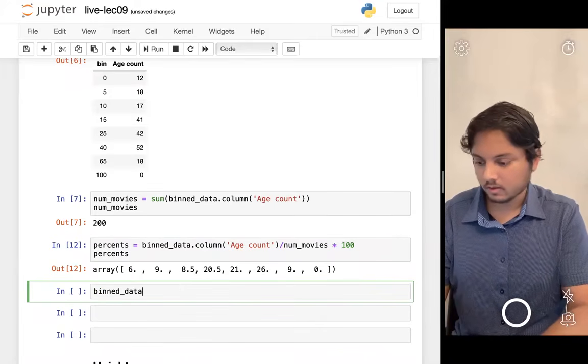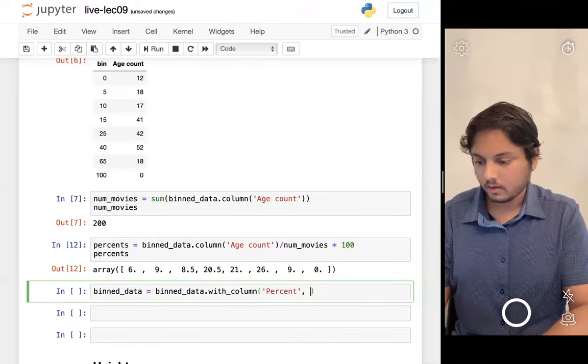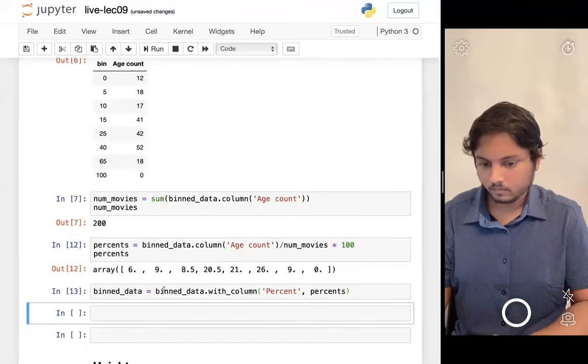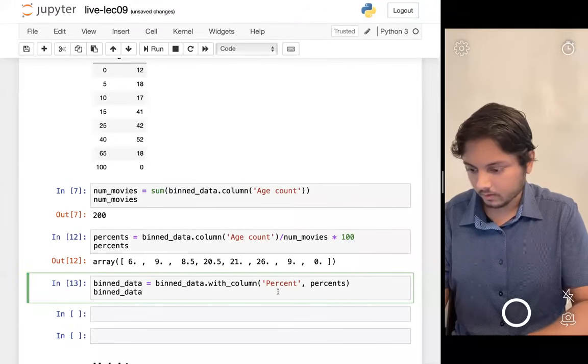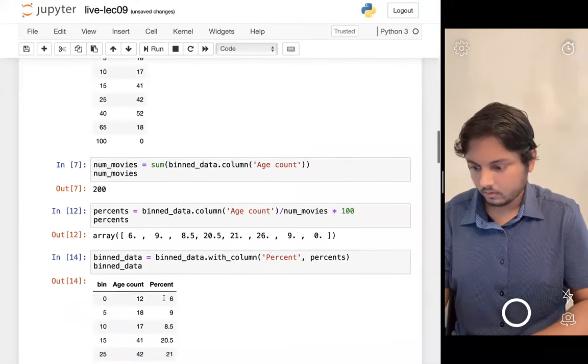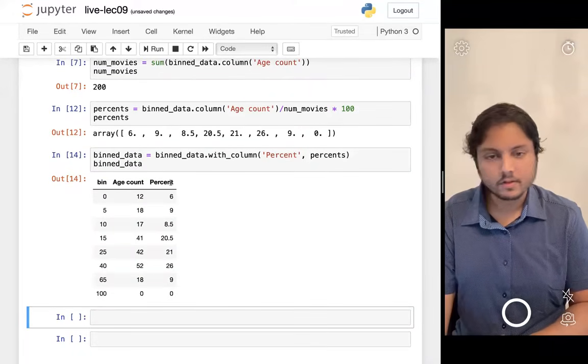So we said, let's do bin data equals bin data with column. We can add a new column now. Let's just call it percent. And then we'll put in percents here. And then let's actually get the value out. So now we have our table that we had above, but there's a new column here with percent.